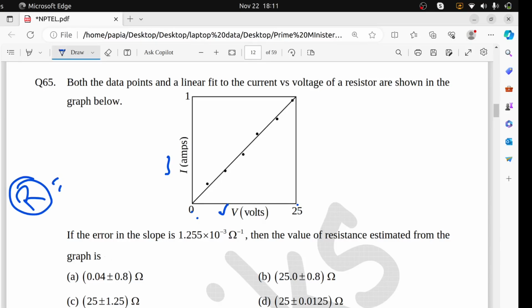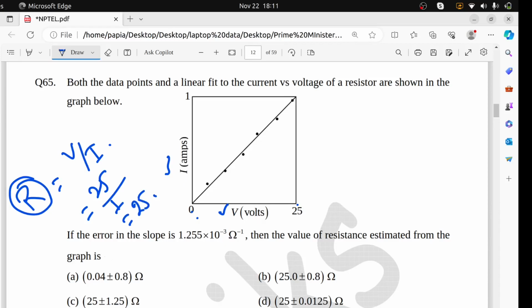25. Yes. So how to do that? Obviously it is V by I. So V will be from 0 to 25, so that's 25 minus 0, and I from 1 to 0, so by 1 to 0, that is 1. So what is 25? Now you can see the options.